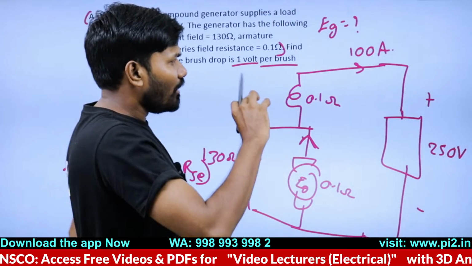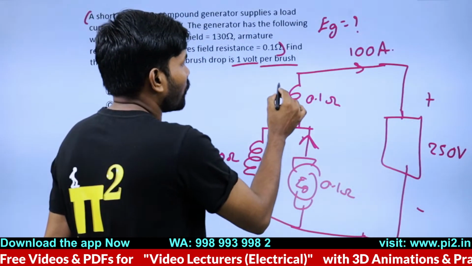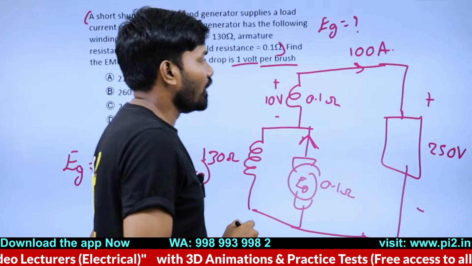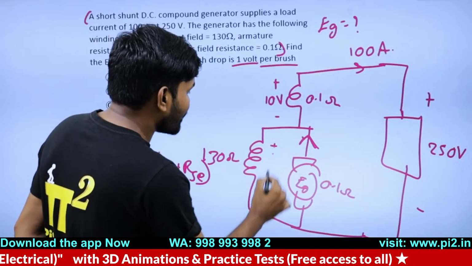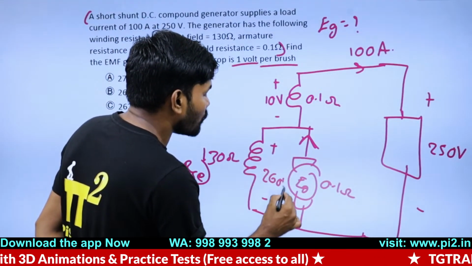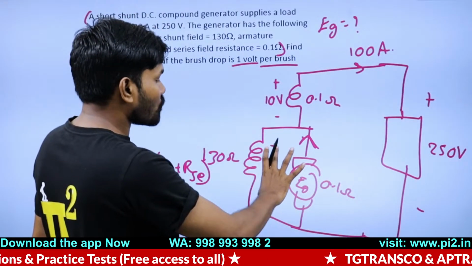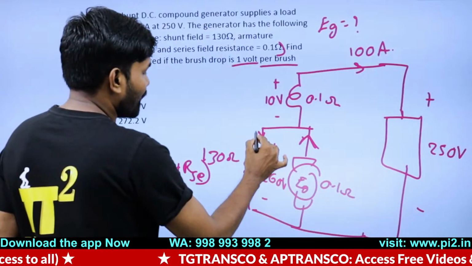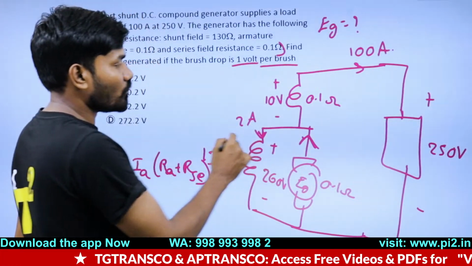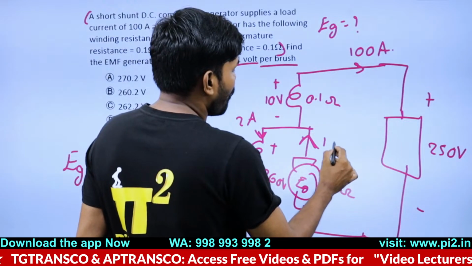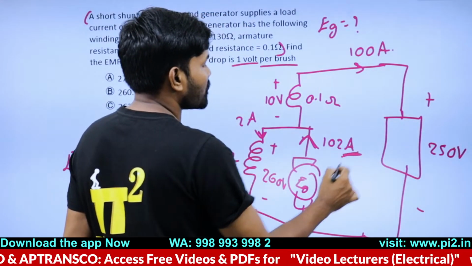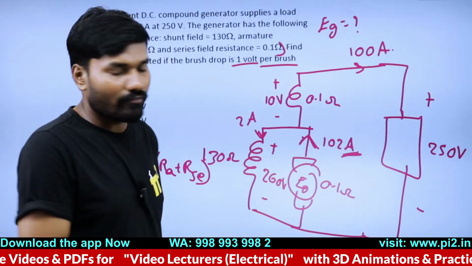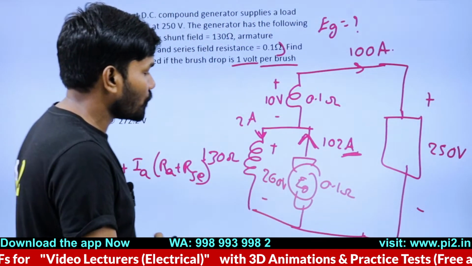Now, little approximations you can take, of course. Let's try to find out what's the voltage here. 100 into 0.1, which is 10 volts. 100 into 0.1 at 10 volts means this is 260 volts. This is 260 volts. It is given. Now current is, this is 130 ohms, so current is 2 ampere. So this current here is 102 ampere. These are all the numbers which you have done without any calculator. We just got to this directly, 102 ampere.